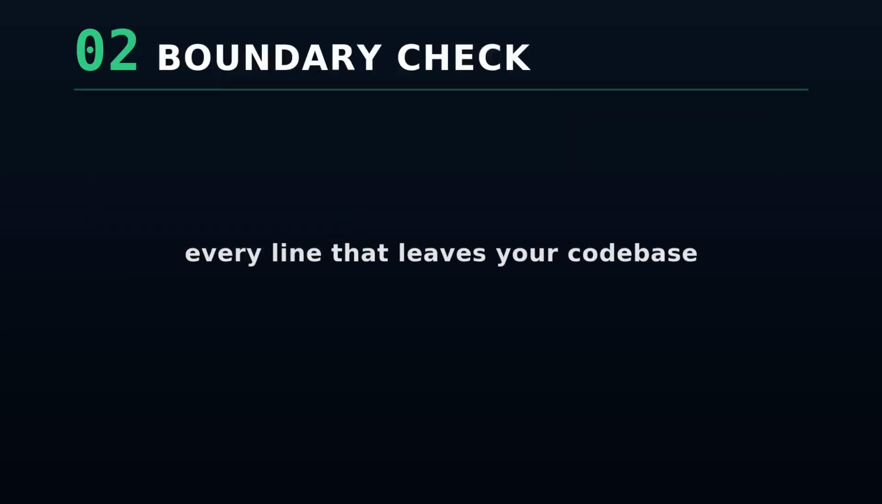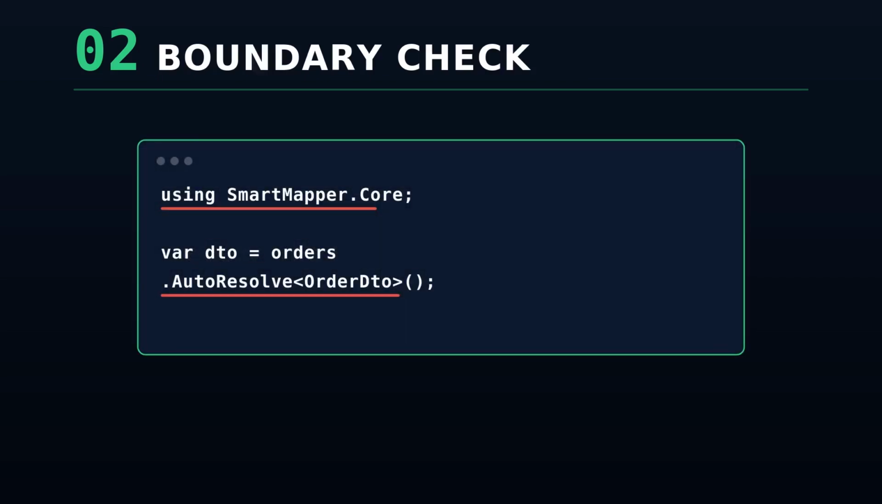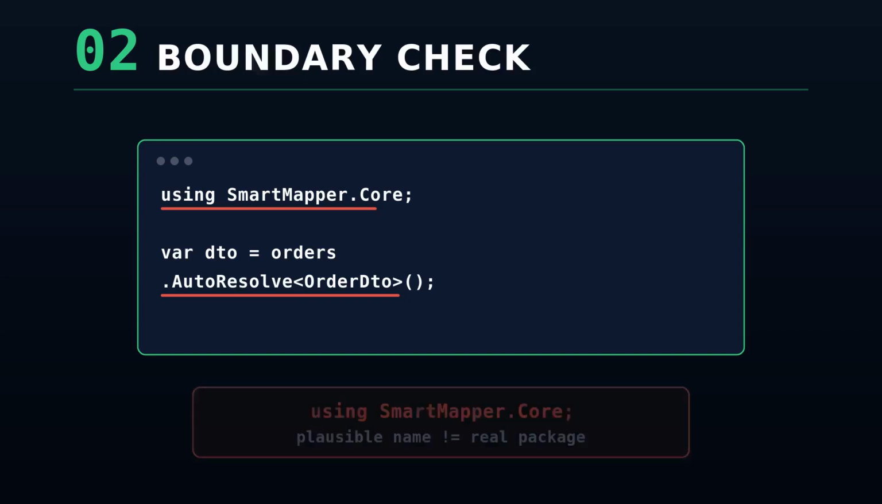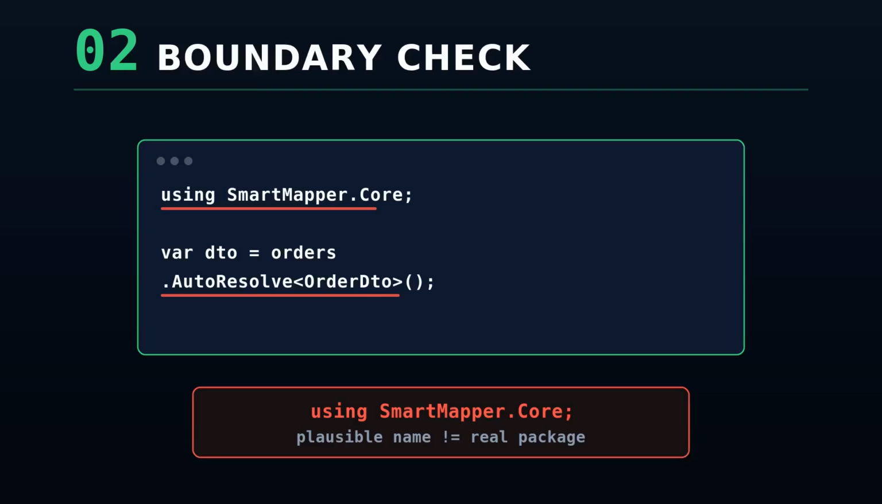Check 2. The boundary check. Scan every line that crosses out of your codebase. Imports, package names, framework calls, external APIs. This is where models invent a plausible library, a method that should exist and doesn't. That unfamiliar import is not a style issue. It's a supply chain risk. Attackers register exactly the package names models tend to hallucinate.